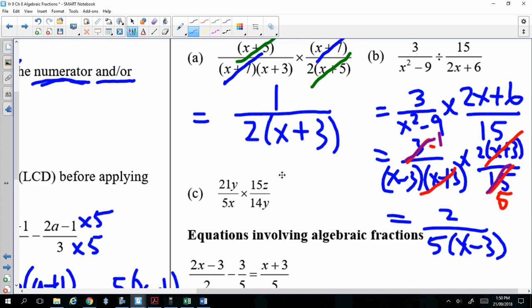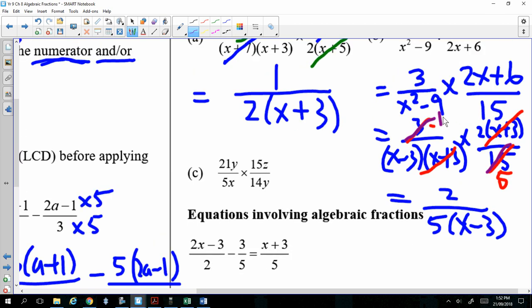When you divide 3 by 3, you get 1. Divide 15 by 3, you get 5. So we know these two cancel. The red cancels with the red, purple with the purple. Okay. Got it?